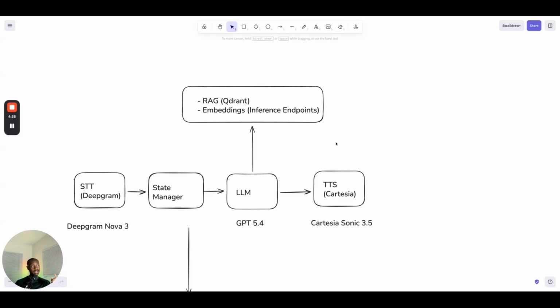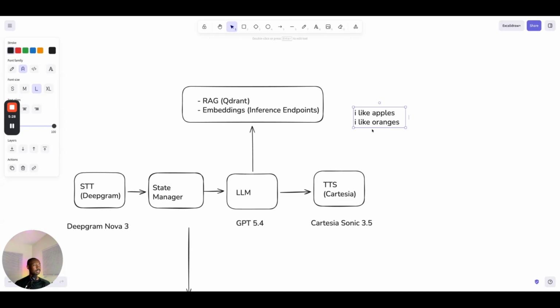So we have embeddings and RAG. Essentially, embeddings are just vectorized text. Let me write down an example. What I mean by vectorize is essentially just translate this text into a set of numbers. The reason why we want to do that is so we can allow the agent to actually understand what's being said, like the situation it's in, context, that sort of thing.